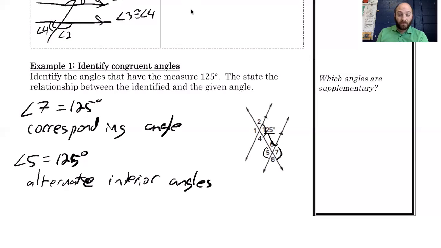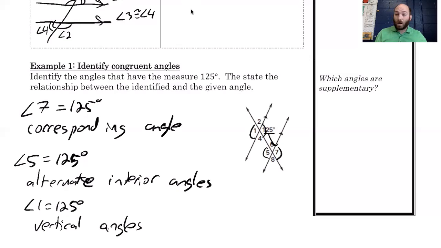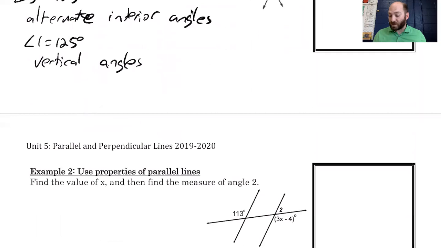There's one more, and this is something you have to think back to the last unit. Angle 1 equals 125. The reason is because those are vertical angles. So those angle relationships we set up last unit are not going away. We're still using them in unit 5. They're still going to be a part of what we do here. So make sure you are still aware of those and not forgetting about things like linear pair and vertical angles.